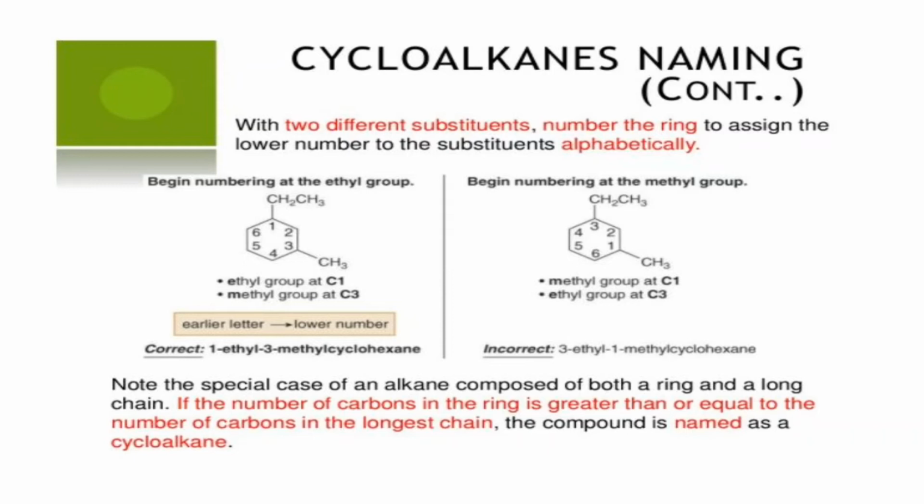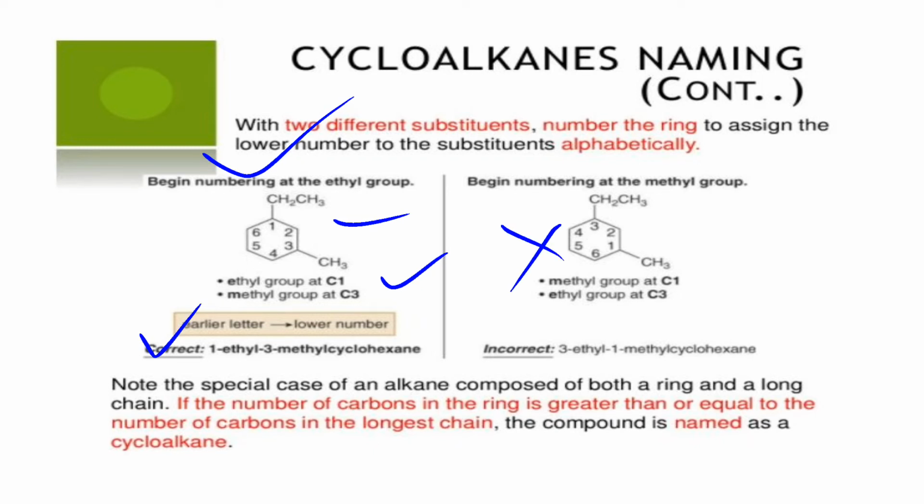When there are two different substituents, number the ring to assign the lower number to the substituent that comes first alphabetically. In this case, an ethyl and a methyl group are present. Ethyl is first in alphabetical order, E before M for methyl, so ethyl gets the first number. This is correct: 1-ethyl-3-methylcyclohexane. This is incorrect: 3-ethyl-1-methylcyclohexane.